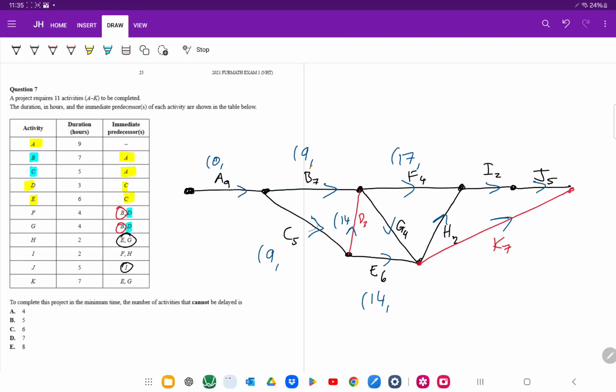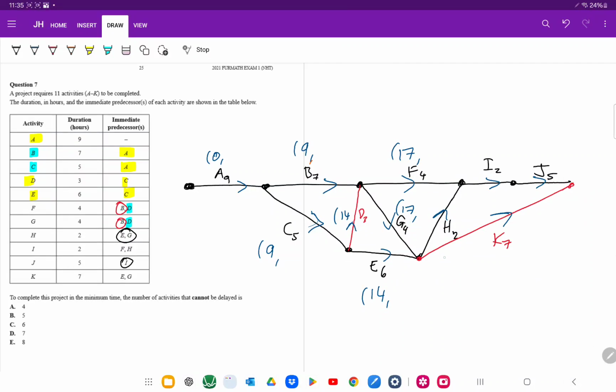Okay, and then this will also be 17, since that branches off from that particular node. Alright, if we finish off this, we get 17 plus 4. In this case, 17, so 14 plus 6 is 20. So that means this one here is 21, and this will also be 21.